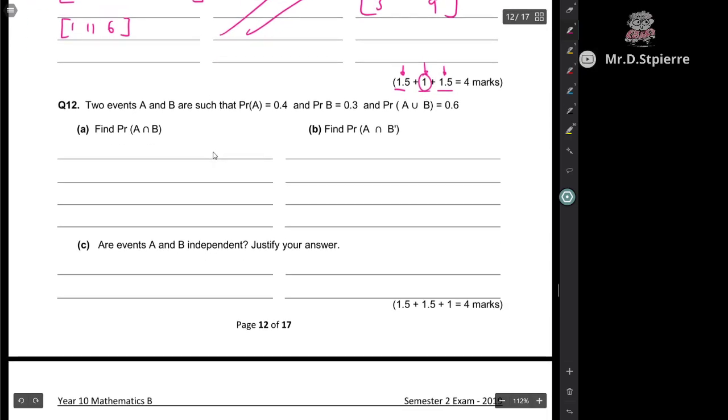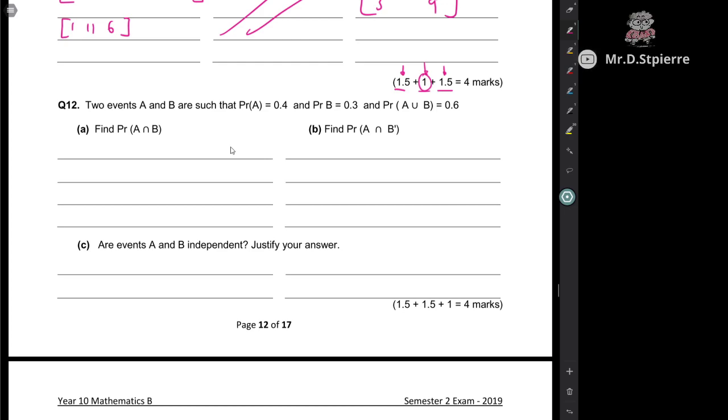Question 12, two events A and B are such that probability of A is equal to 0.4, probability of B is 0.3, and the union of those two is equal to 0.6. Find the intersect. We then need to find the intersect of A, not B as well, and then part C asks us to state if the events A and B are independent.